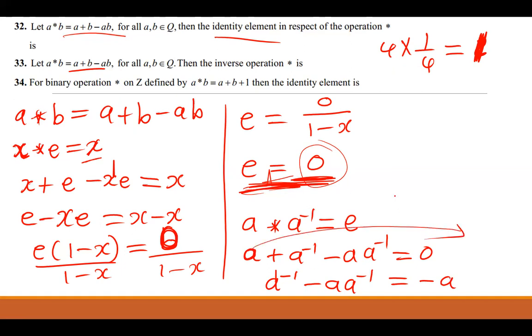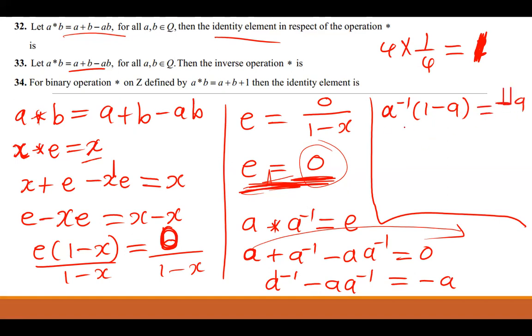So here I'm going to factorize the A inverse, because that's what I want. I want to remain with A inverse. So I'm going to have 1 minus A in brackets, then equal to negative A. So my A inverse is just going to be equal to, when I divide 1 minus A here and 1 minus A this side, negative A over 1 minus A. So this is going to be my A inverse. It's as simple as that.